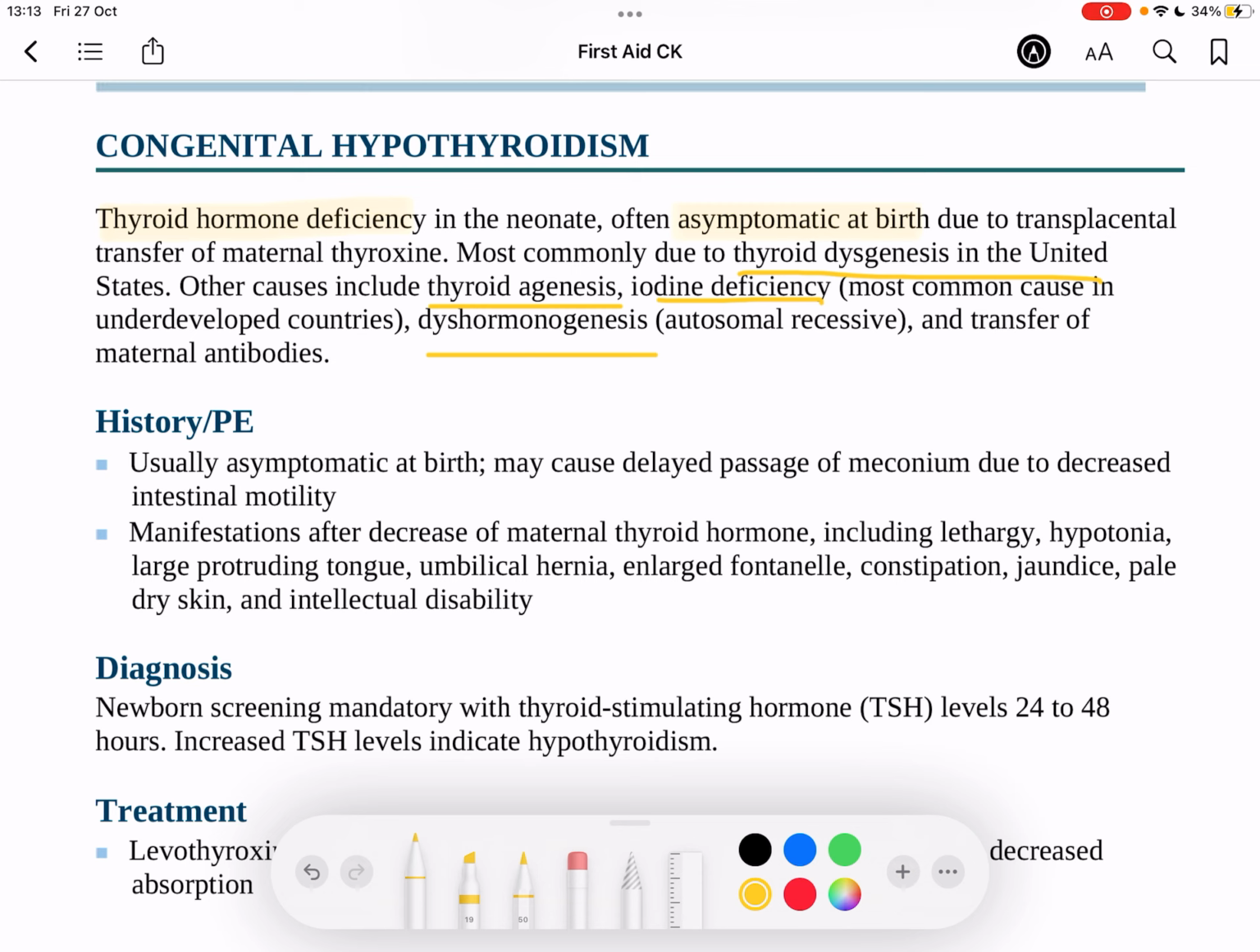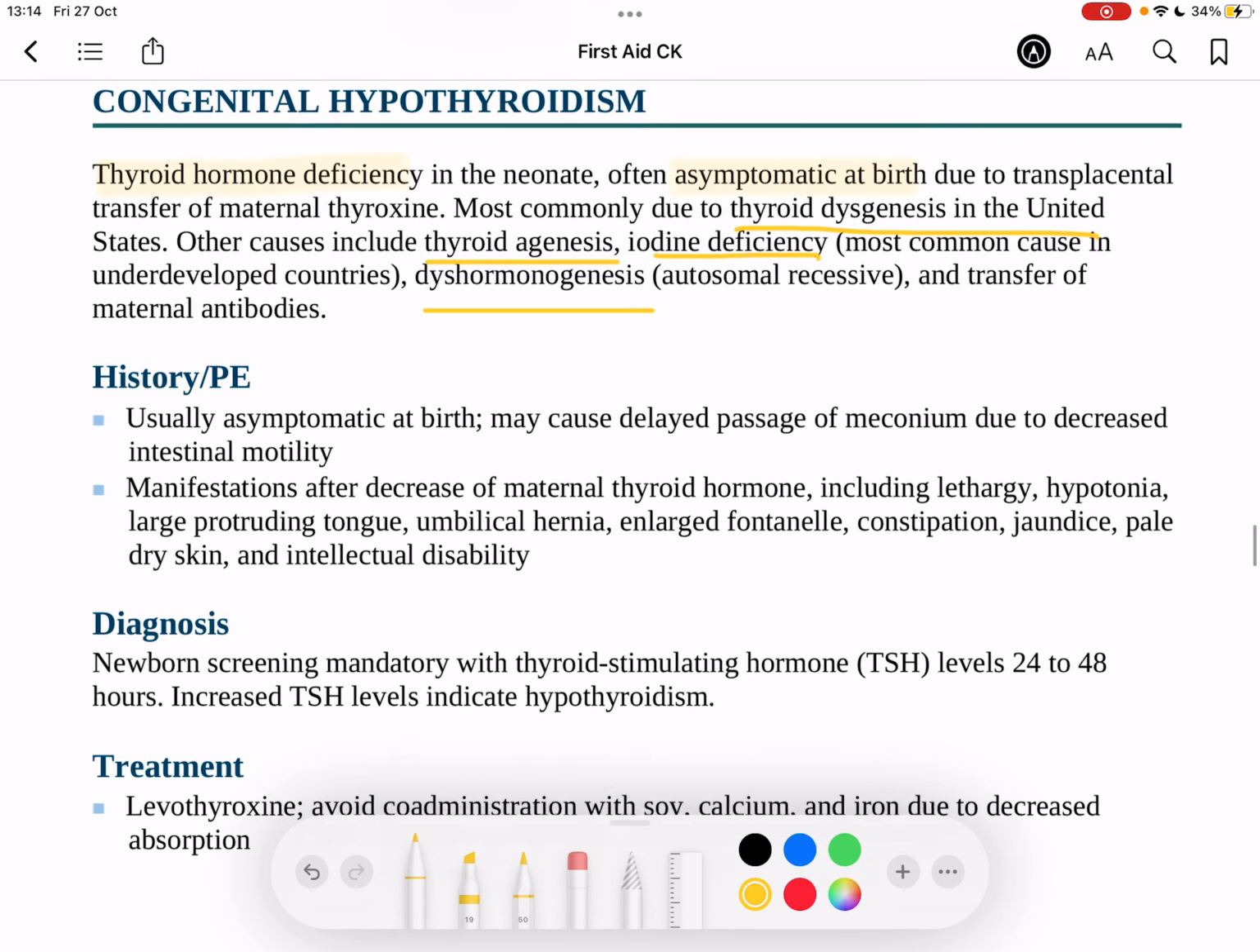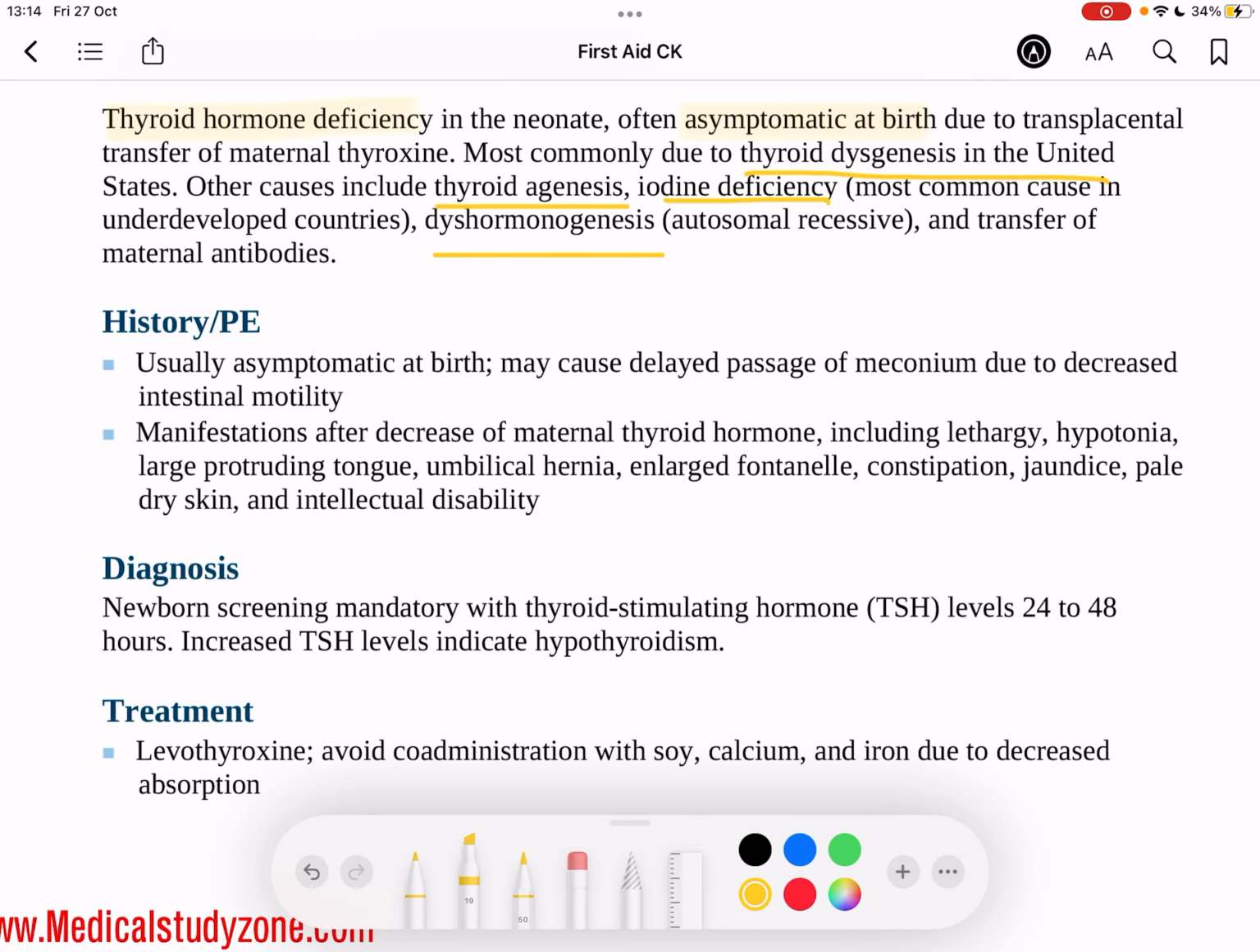So maybe the mother has Hashimoto's disease, and maybe some of the antibodies, the anti-TPO antibodies cross the placenta and start to attack the thyroid in the fetus. In terms of your history and physical examination, as I said already, usually asymptomatic at birth. One of the early signs that you should look out for is a delayed passage of the meconium, and that's due to a decreased intestinal motility, which you know is a sign of hypothyroidism.